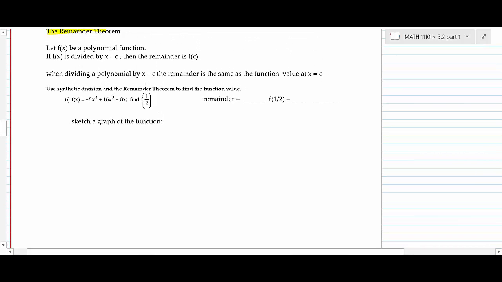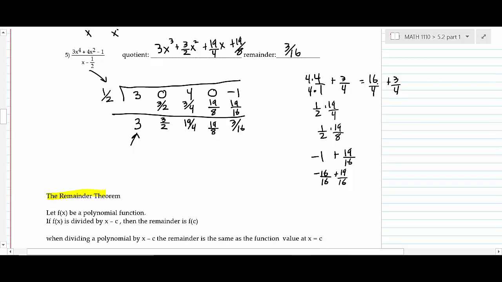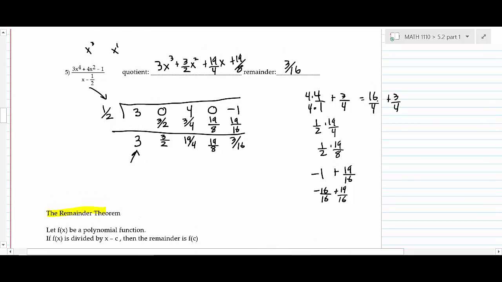Okay, yeah, go ahead. On the last one, where'd you get those zeros from? There were missing terms. Okay, so notice this is a fourth power. There's not a third power, so you have to put a 0. There's an x to the second, you put a 4, there's not an x. So you want to think of this as 3x to the fourth plus 0x to the third plus 4x to the second. You see what I mean? Everything's got to be accounted for. You got to have a placeholder for everything if it's not there, right?